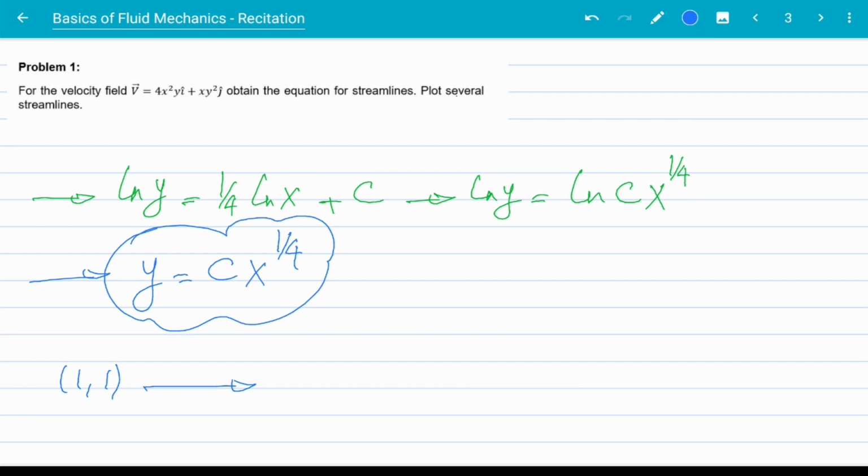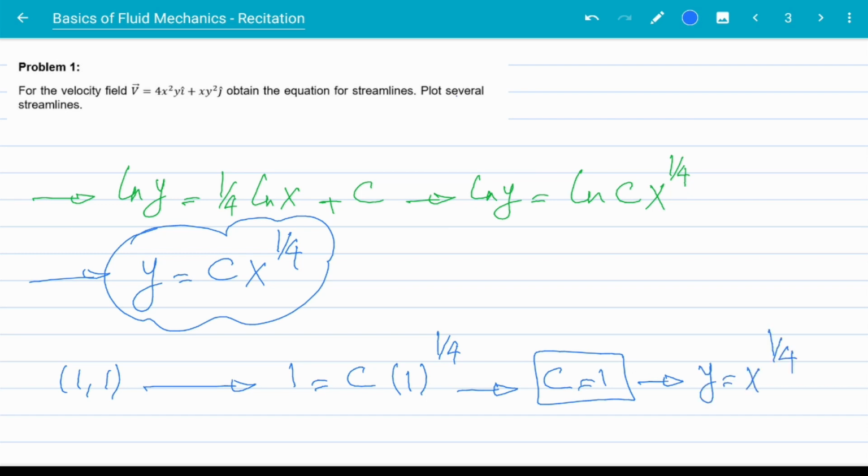So what I can do is say, okay, y is 1, c is unknown, x is 1 to the power of 1/4. Basically, this is a very simple equation that gives you c is equal to 1. So this equation here, y equals x to the power of 1/4, is the equation for the streamline that passes through point 1 and 1.